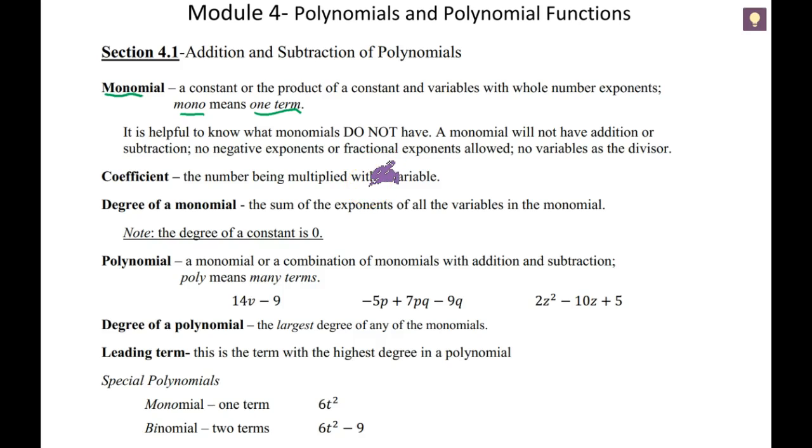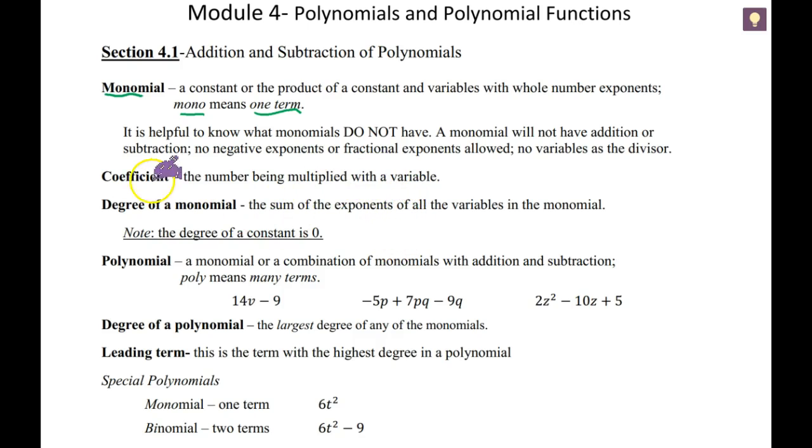It's made up of the product of constants and variables that could be raised to whole number exponents, or it could just be a number itself, a constant. Monomials do not have addition or subtraction. It can have a negative number, but it's not going to be adding or subtracting different terms. So no negative exponents and no fractional exponents are allowed.